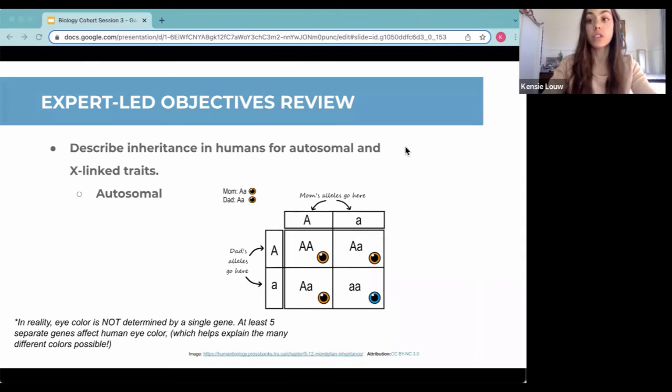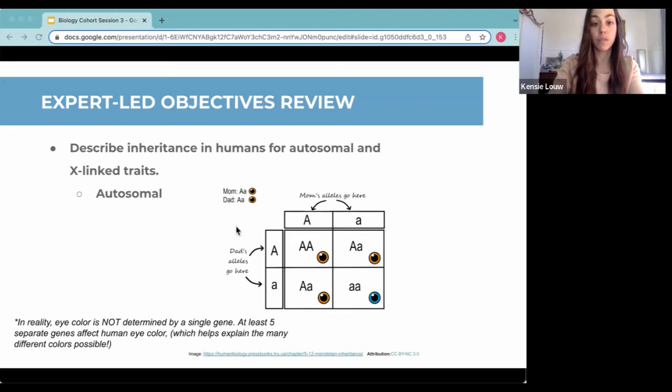So let's first cover autosomal inheritance. So autosomal traits are controlled by genes on one of the 22 autosomes in humans. So one of the 22 chromosomes that are not the sex chromosomes. And autosomal traits are on all of the chromosomes except for the X or Y chromosome. And so these do not differ between males and females. So autosomal traits are inherited in the same way, regardless of the sex of the parent or offspring.